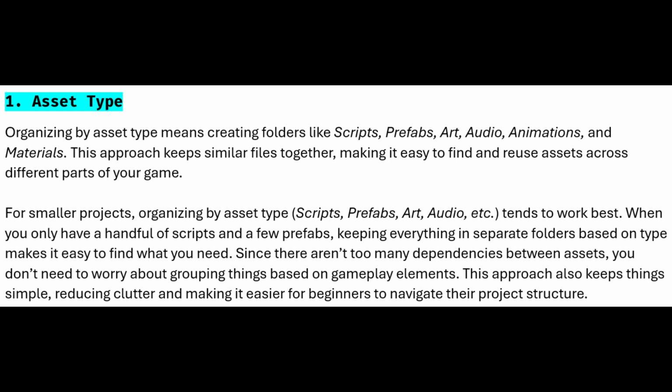This approach keeps similar files together, making it easy to find and reuse assets across different parts of your game. For smaller projects, organizing by asset type tends to work best. When you only have a handful of scripts and a few prefabs, keeping everything in separate folders based on the type makes it easy to find what you need. Since there aren't too many dependencies between assets, you don't need to worry about grouping things based on gameplay elements. This approach also keeps things simple, reducing clutter and making it easier for beginners to navigate their project structure.